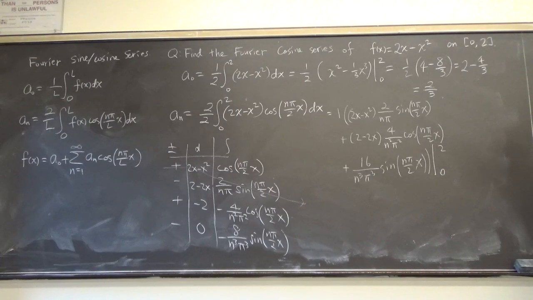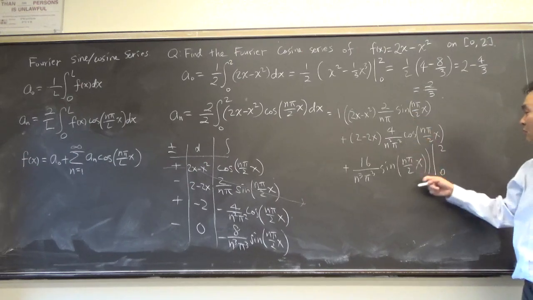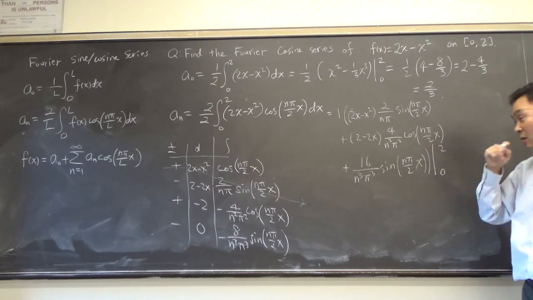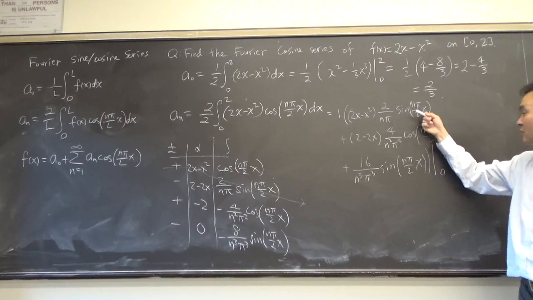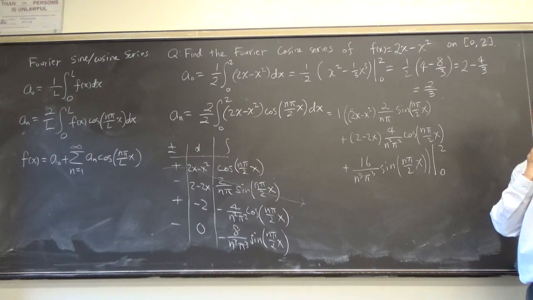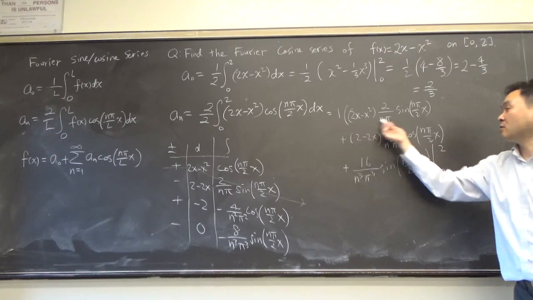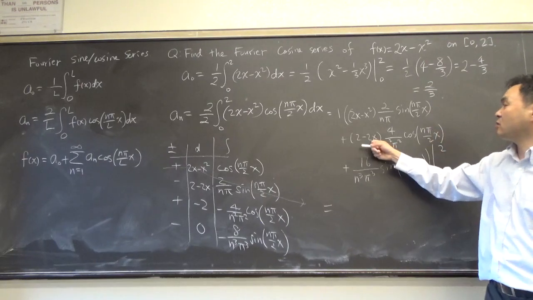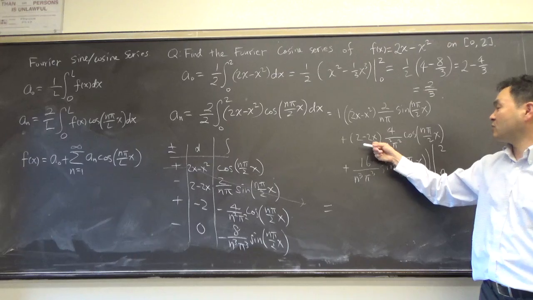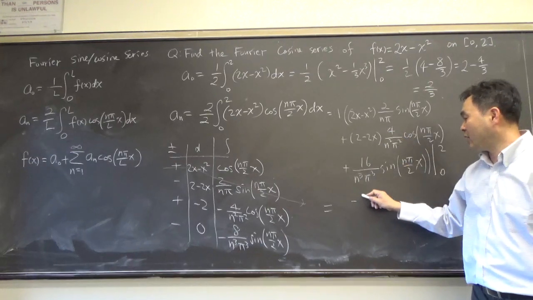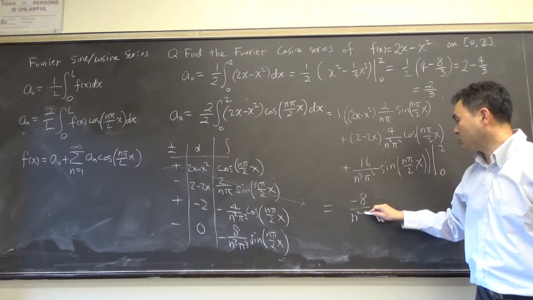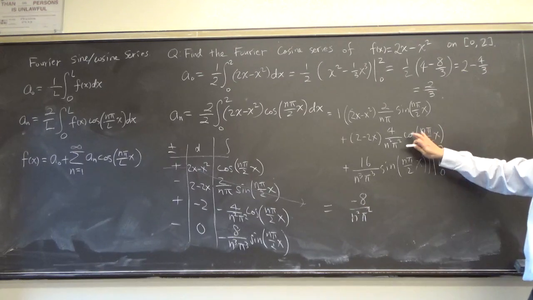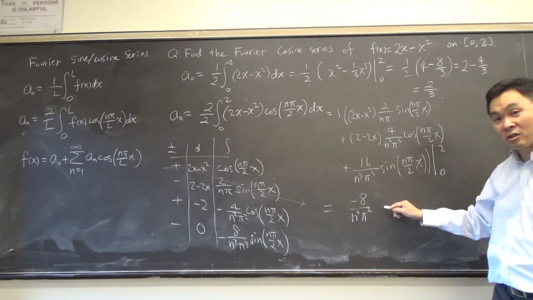And the nice thing about sines is that when you plug in 2, you get sine n pi, those are 0, so none of these give you anything else. When you plug in 0, sine of 0 is 0 as well. So the only contribution you get are these ones, okay? Let's write down what happens. If you plug in 2 in here, 2 minus 4 is negative 2. Negative 2 times 4 is negative 8 over n squared pi squared. And then, when 2 goes here, you get cosine n pi, which is negative 1 to the nth power. Right?